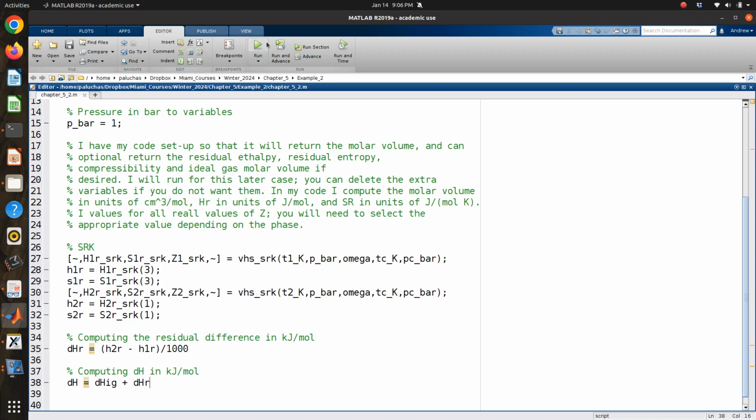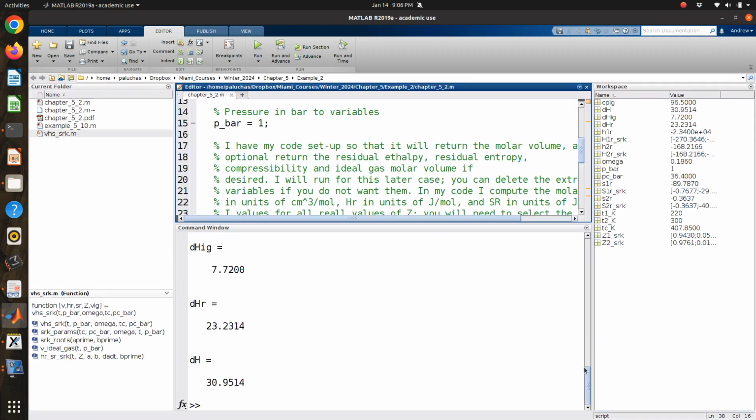So let's see. If I run this, I've got to minimize it. I get DH ideal gas, which is 7.72 kilojoules per mole. DHR is 23.2314 kilojoules per mole, and then there's delta H. We see that the residual contribution is fairly large. Remember, this is the contribution that's going to account for my phase change. This is just the difference in an ideal gas at 220 Kelvin and 300 Kelvin. The residual is the contribution that actually accounts for vaporization, and so we don't need an explicit enthalpy of vaporization term. It's captured by our cubic equation of state.